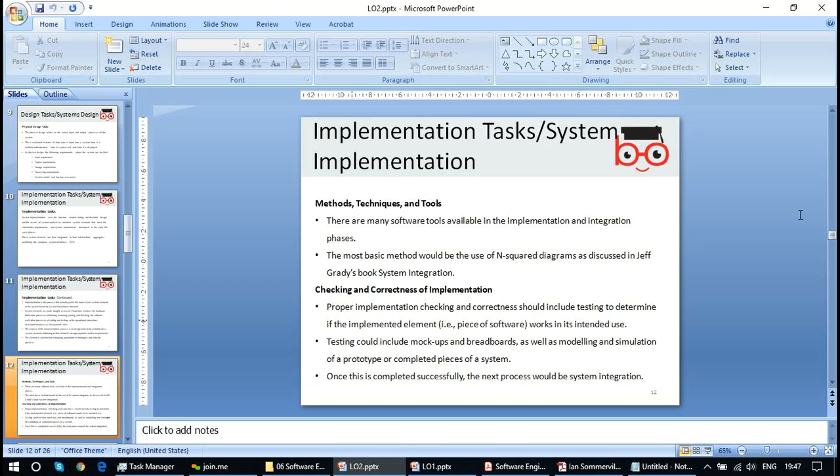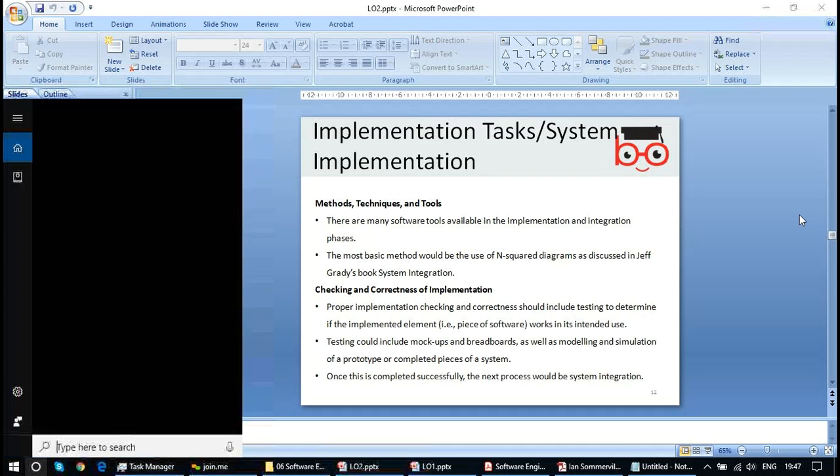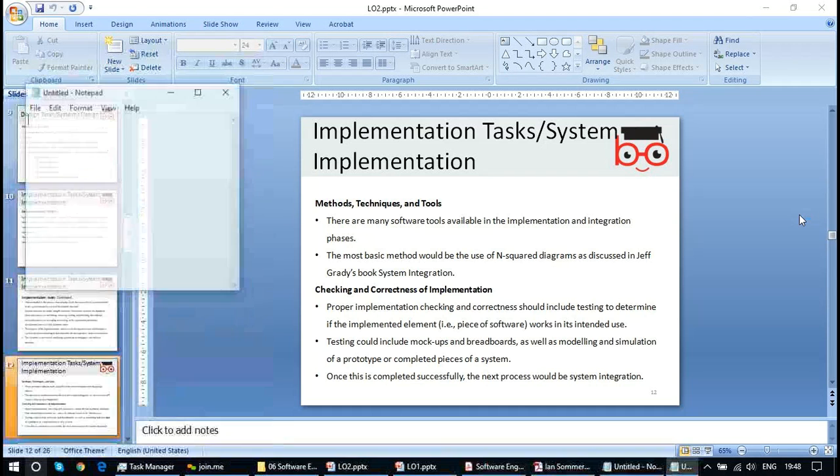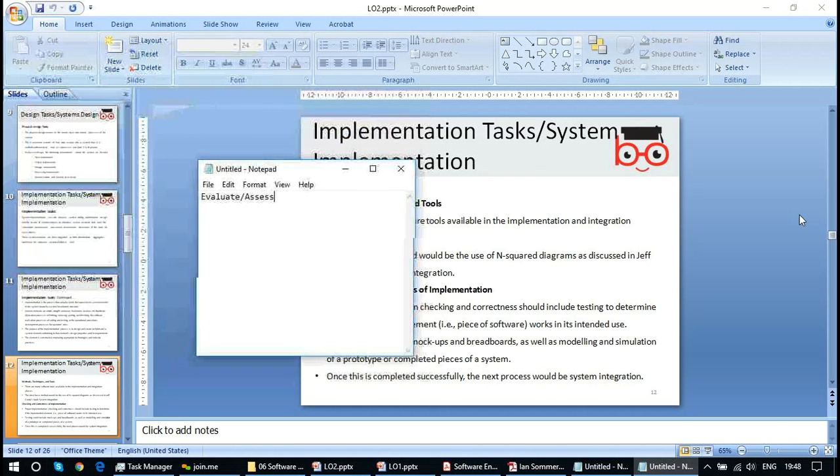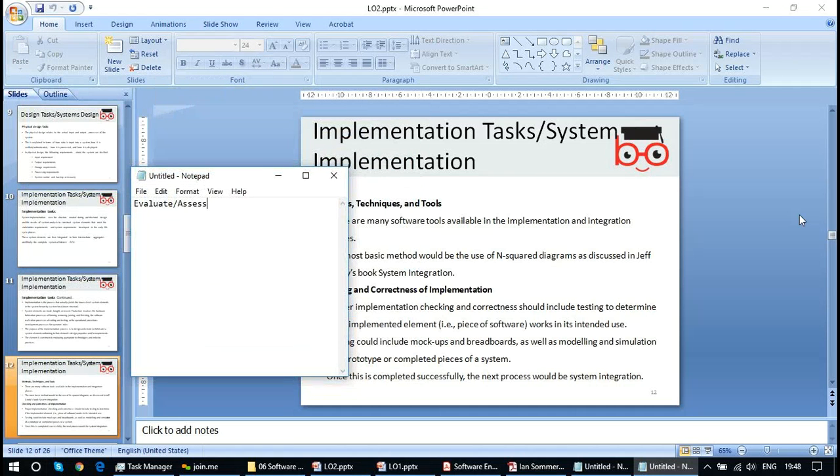We are going to evaluate. Another word is assess. When you say assess, evaluate, or assess, what happens when we say the assignments, the assessment?